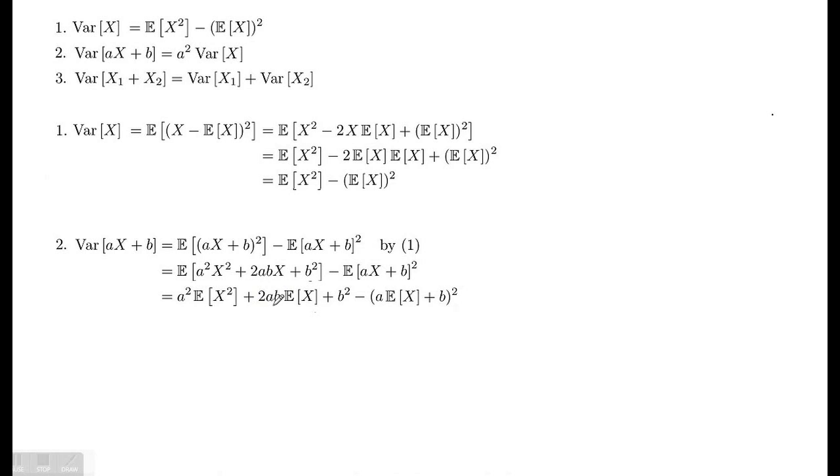So here we have plus 2 times a times b times the expected value of x, because a and b are both constants, and so is 2, so we can put this in front of the expected value. And then plus b squared; again, the expected value of a constant is still a constant, so we're left with b squared. For the second term, we did the exact same thing. We take the expected value of a times x, which is a times the expected value of x, because a is a constant, and then we follow the same logic with b.